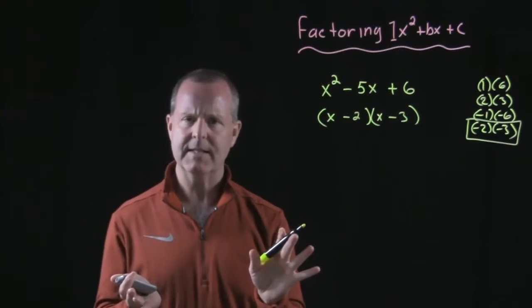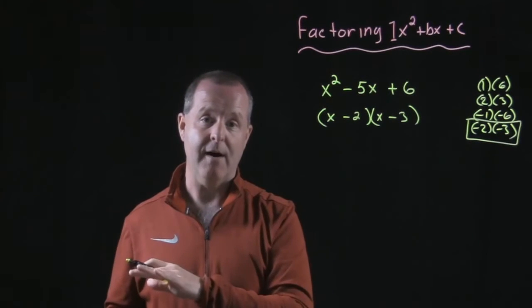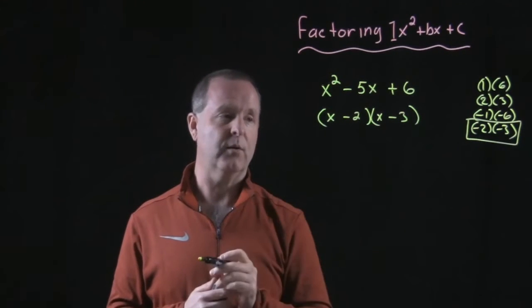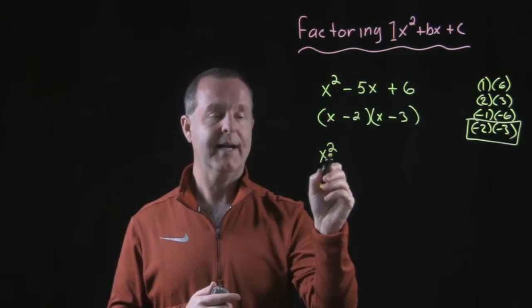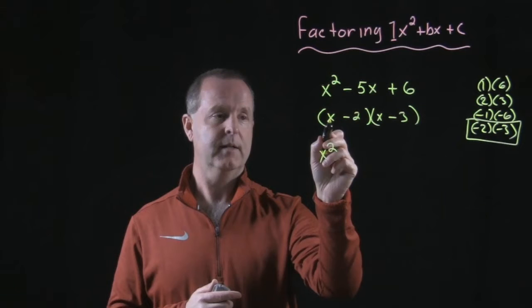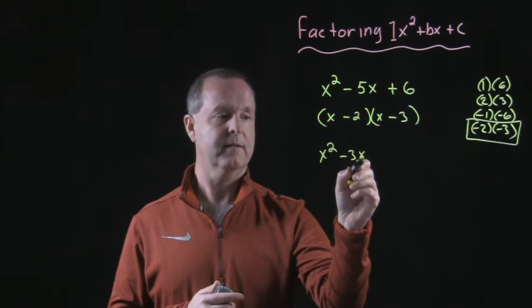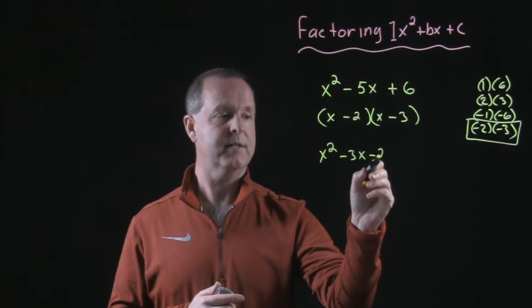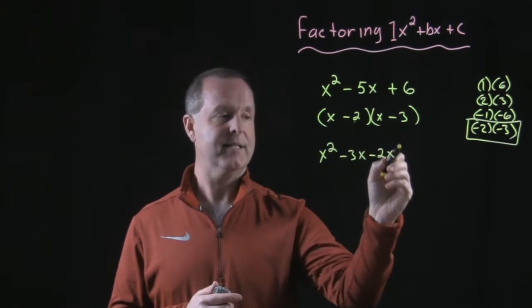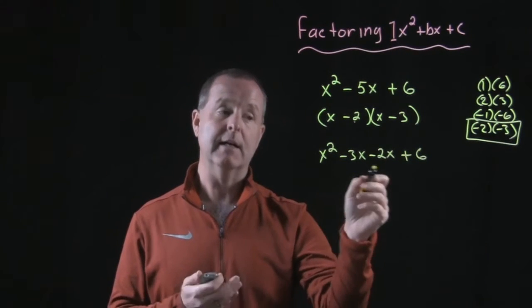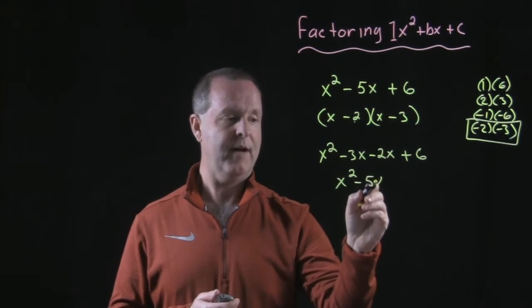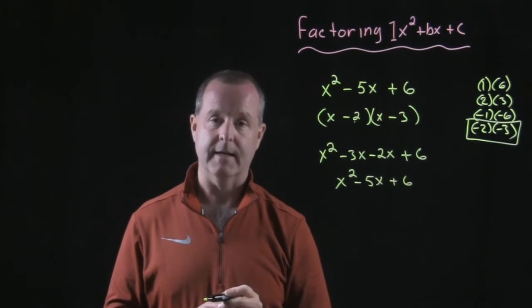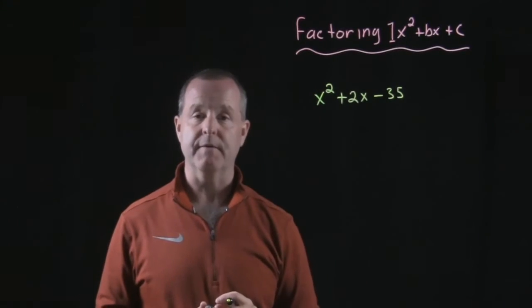And let's see if that's true. Let's multiply now and see if we get back to the original trinomial. First times first, x squared. Outer terms produce a -3x. Inner terms, a -2x. Last times last produces a +6. Collect the like terms: x squared minus 5x plus 6. And there's my check.